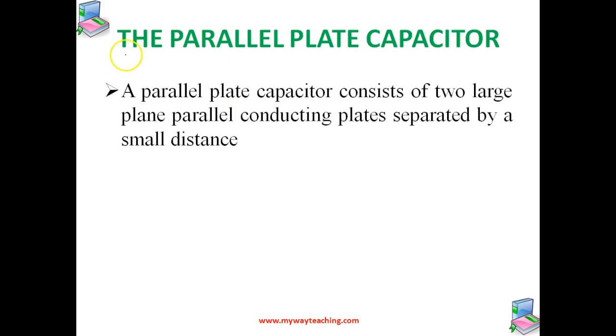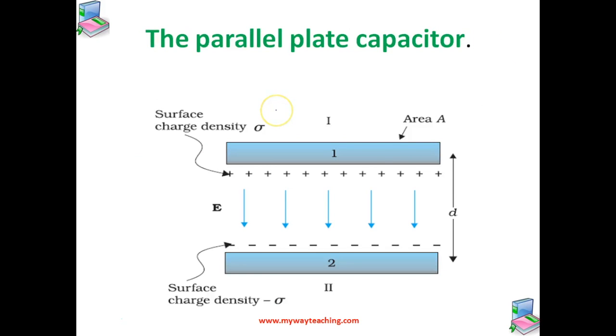Now let us study one of the important types of capacitor, that is the parallel plate capacitor. What is this parallel plate capacitor? A parallel plate capacitor consists of two large parallel conducting plates separated by a small distance. You can see in this figure two parallel plates separated by a distance. It forms a parallel plate capacitor, isn't it?